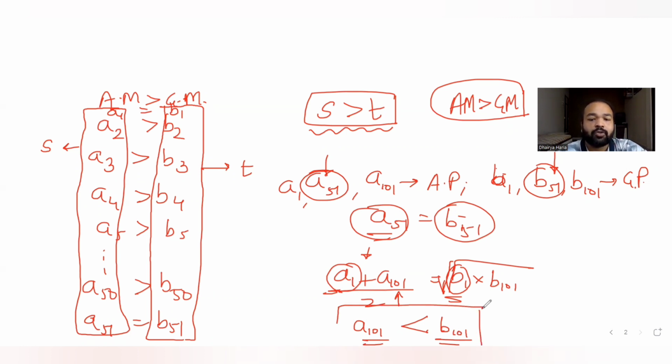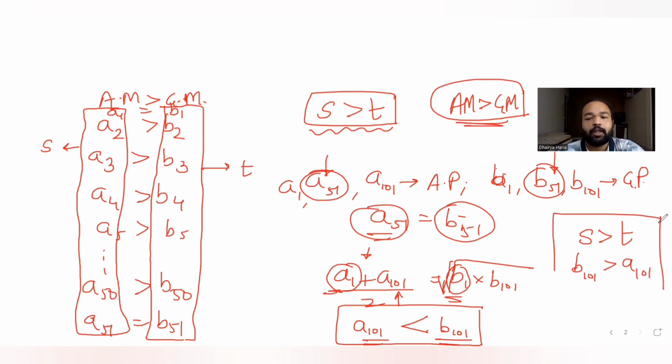I hope you have understood how to solve these questions using the concept of arithmetic and geometric mean. So here also I get S is greater than T, and the 101st term of the geometric progression is greater than the 101st term of the arithmetic progression.